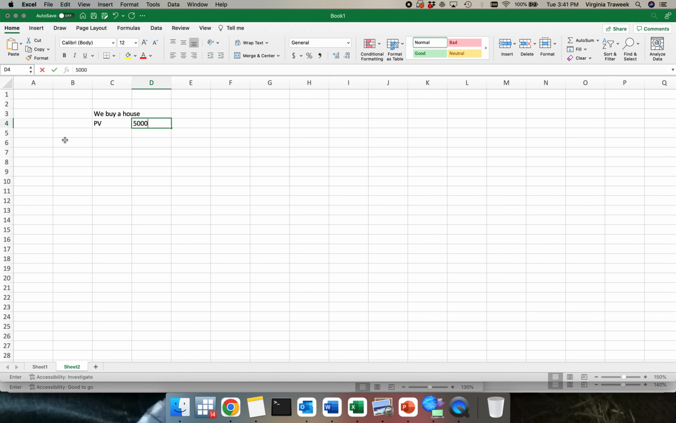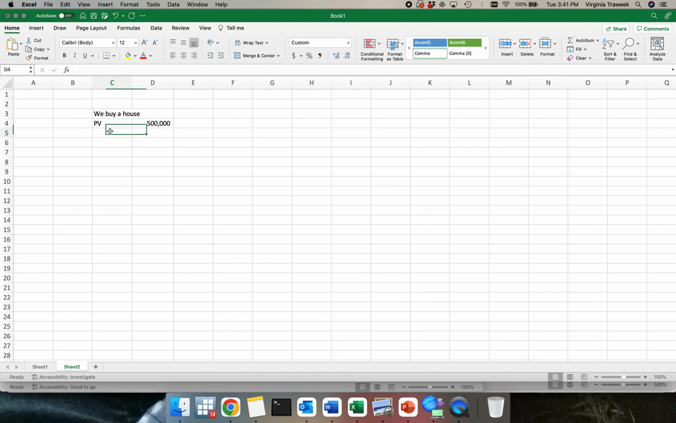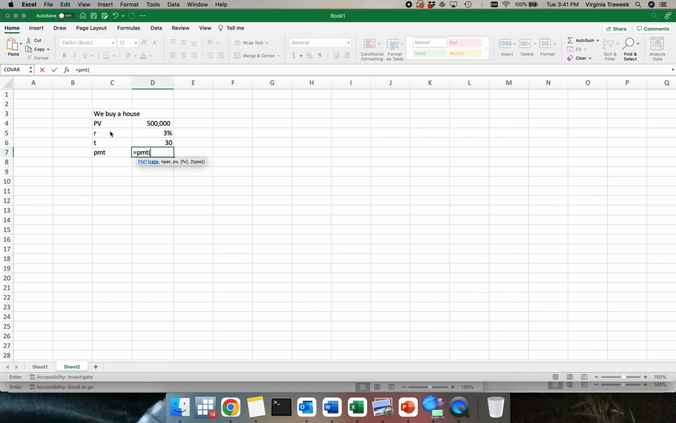All right, so let's pretend that we are going to buy a house, and the present value of that house is $500,000. And let's say that the rate that we are going to pay on this loan is 3%. We're going to keep it for 30 years, and we are going to figure out what our payments are. So we can use the PMT function.